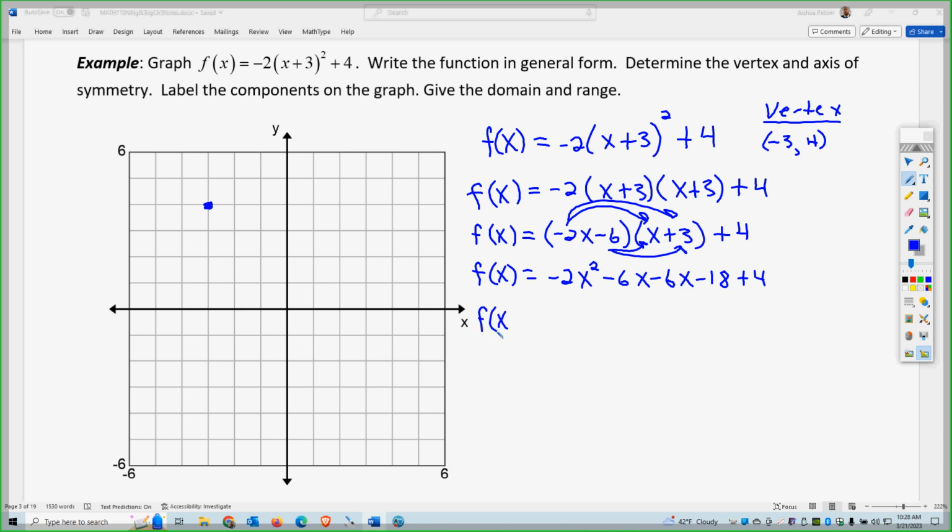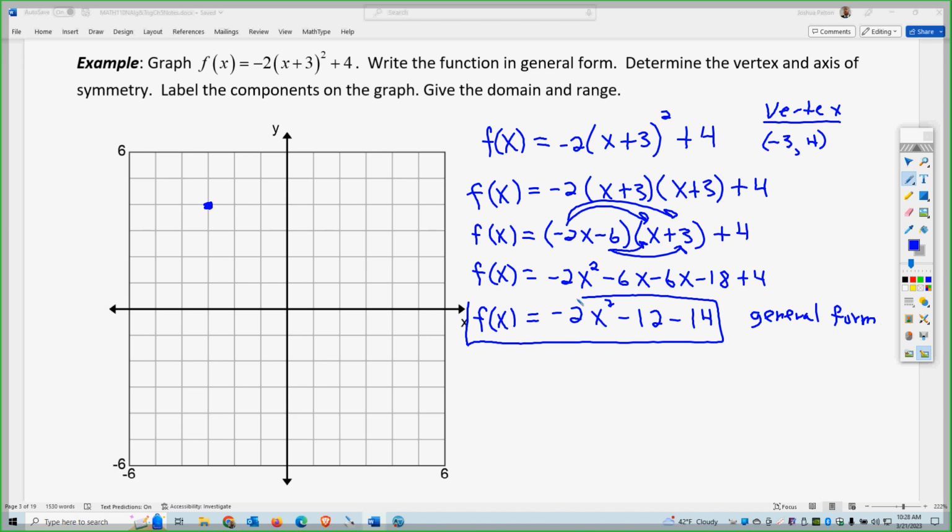So we did exponents first, then we multiplied twice. Now we're going to add and subtract. So we'll combine like terms. So there is our general form of the function, right? So that is general form, or quadratic general form, right?